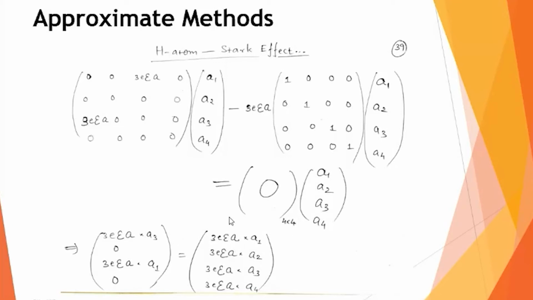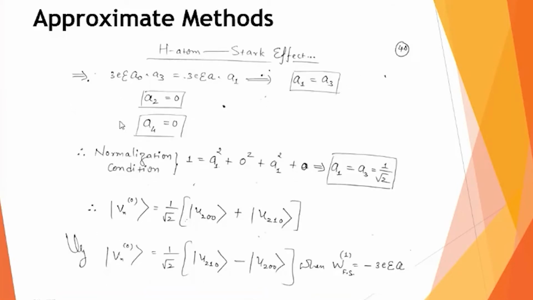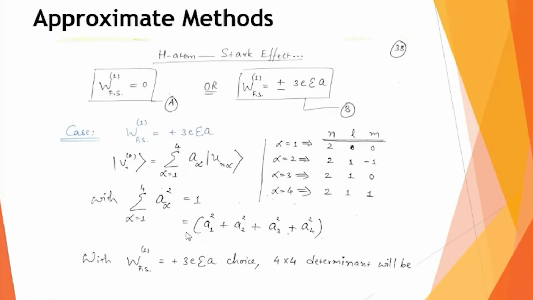First element equals first element on the right hand side, second element and second element on both sides, third element with third element. When I compare the first element, you can say that A1 equals A3. The same is there if you compare the third element, you can prove that A1 equals A3, whereas A2 is 0 and A4 is also 0. So my conclusion is that A1 and A3 have the same value, whereas A2 and A4 are 0.